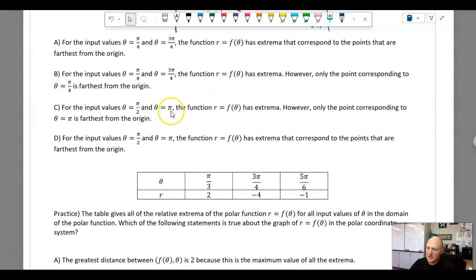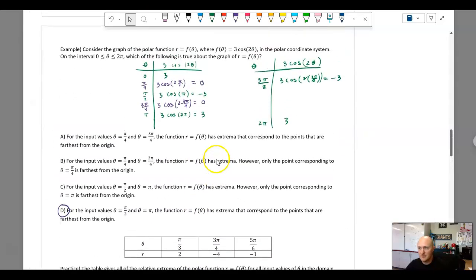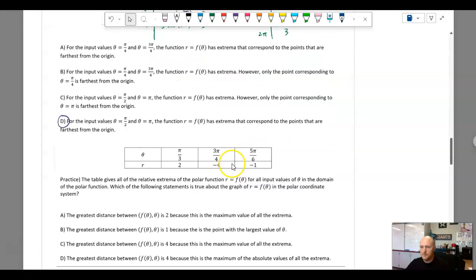Well, the other one was the same distance. It was just negative. So D, for the input values theta equals pi halves, theta equals pi. The function has extrema that correspond to the points that are farthest from the origin. Yep, D. All the answers are D in this lesson. I think they are. They might be. I don't know. Okay. All right.